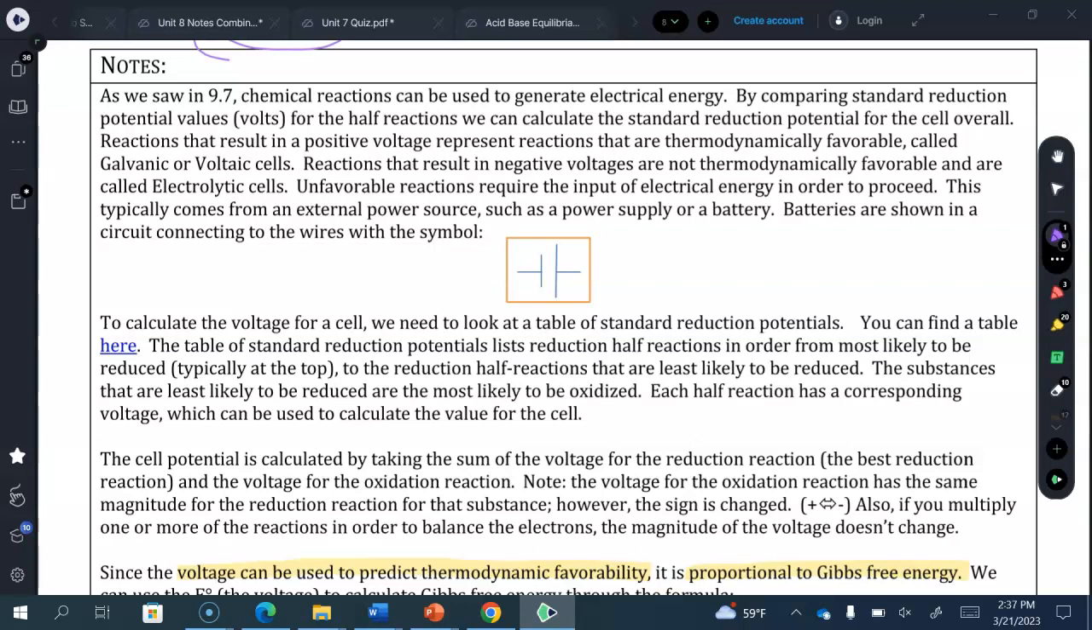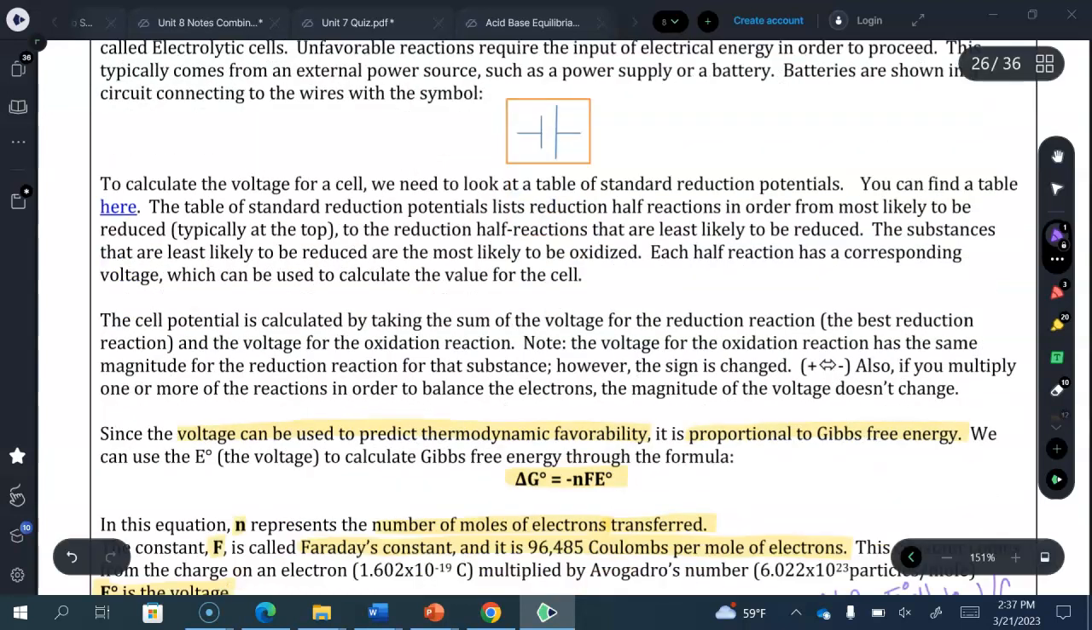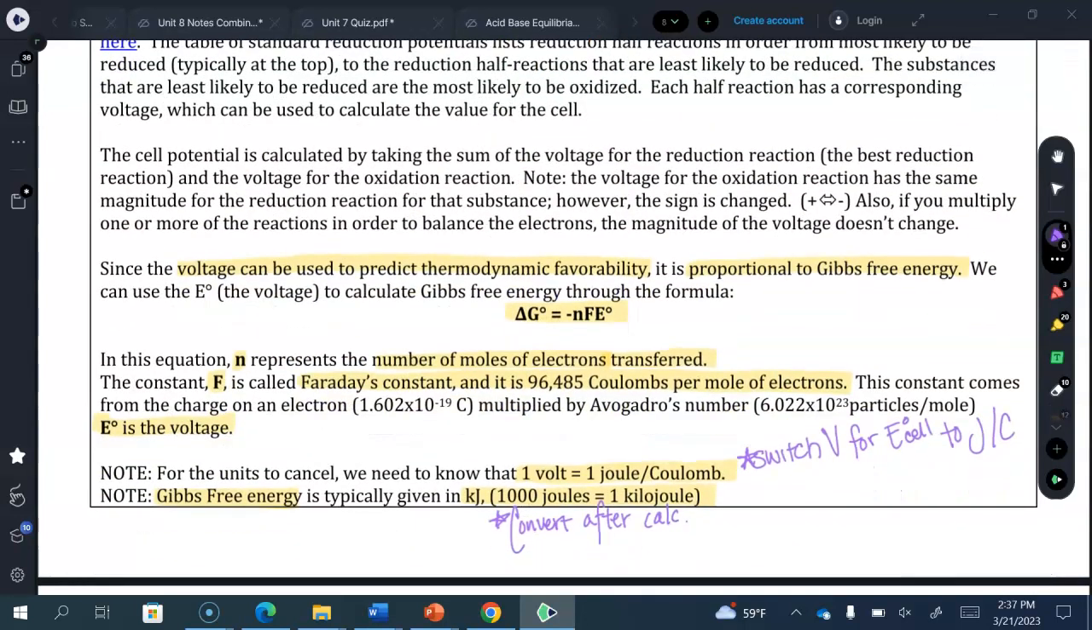Since the voltage can be used to predict thermodynamic favorability, it is proportional to Gibbs free energy. We can use the potential of the cell, in voltage, to calculate Gibbs free energy through the formula delta G equals negative nFE. In this equation, n is the number of moles of electrons transferred. F is Faraday's constant, and it has a value. This is given on the equation sheet.